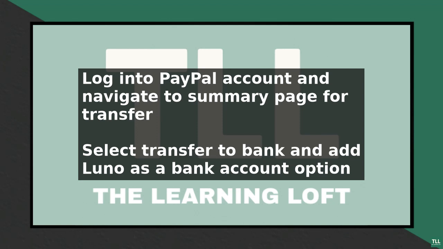The details will include the account name, account number, and routing number. Copy these details and go back to your PayPal account. Enter the details as you would for any bank transfer, and PayPal will guide you through the process of adding Luno as a bank account.